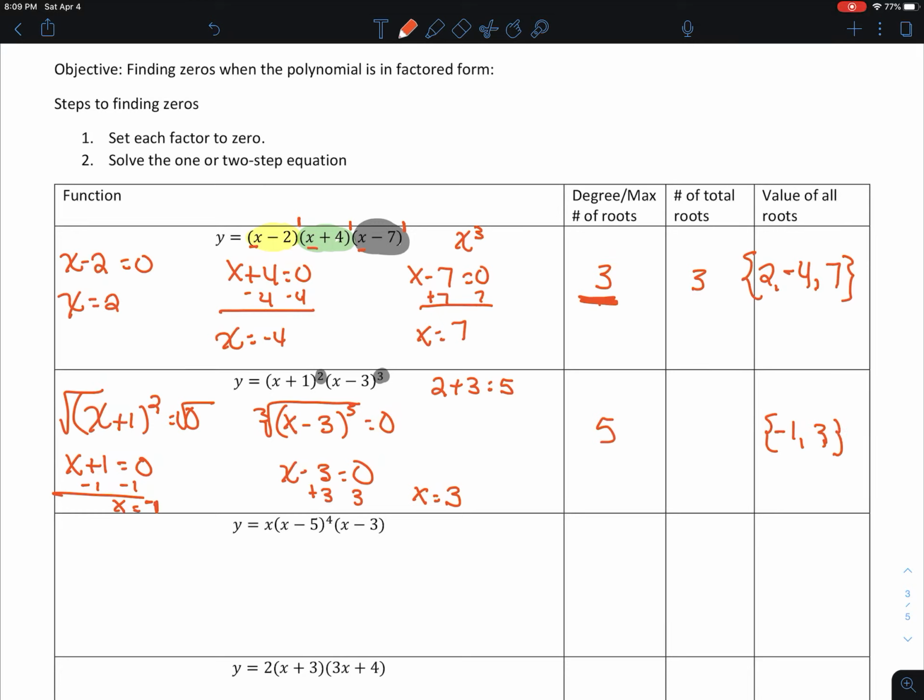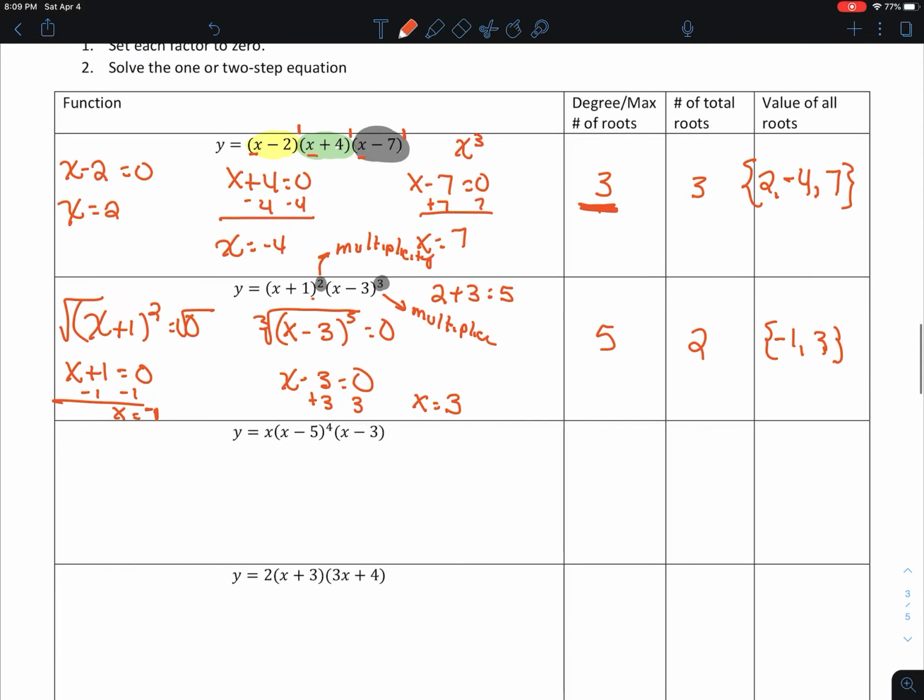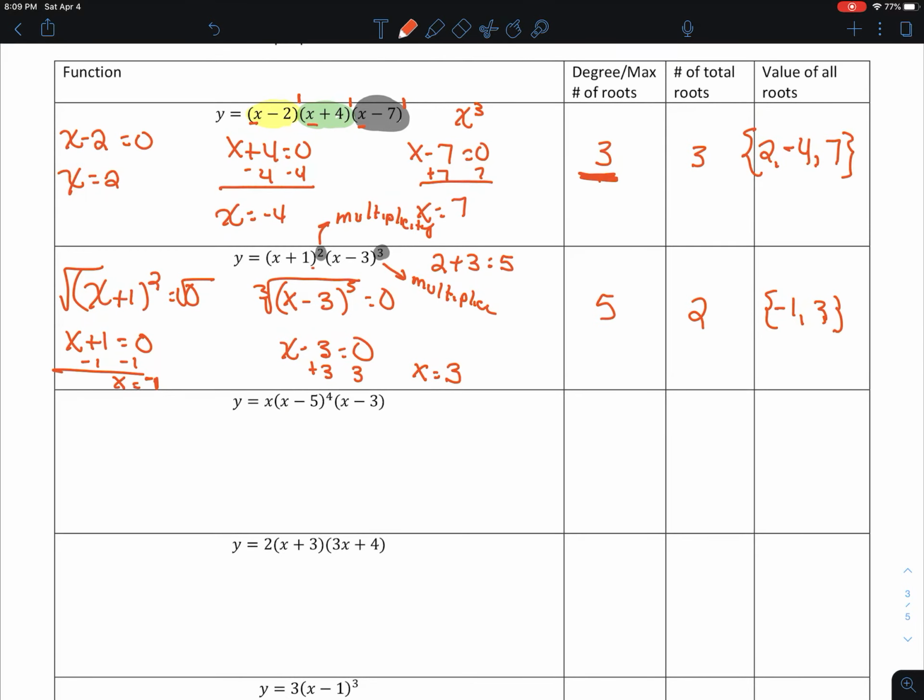So how many solutions did it have total? There were 2, even though it's a 5th degree polynomial. Now we're going to use a term later, and we're going to call this multiplicity. We're going to talk about that term tomorrow, but this is multiplicity. So what we say is that this x plus 1, the reason it's squared and it represents only one solution is because of the multiplicity of 2. Okay? So let's look at our next problem.